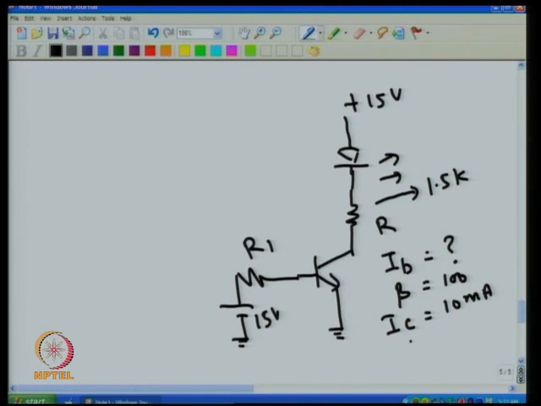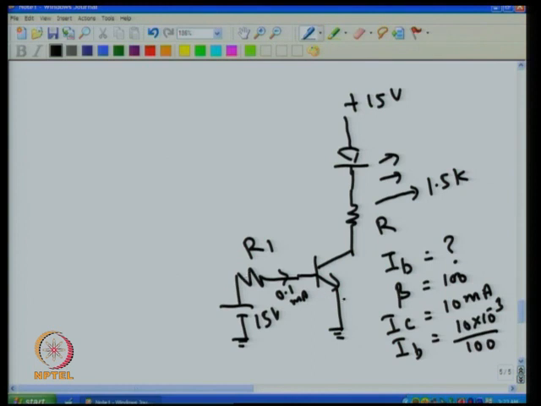So beta is the ratio between these two. So automatically IB comes from IC, that is 10 milliampere divided by 100. That is, you will have only 0.1 milliampere current flowing here. So this current is 0.1 milliampere. So a 0.1 milliampere current is amplified 100 times, and then 10 milliampere current is flowing through this, and the LED glows. So I need 0.1 milliampere. Then the question is, what is the value of R1 I have to select.